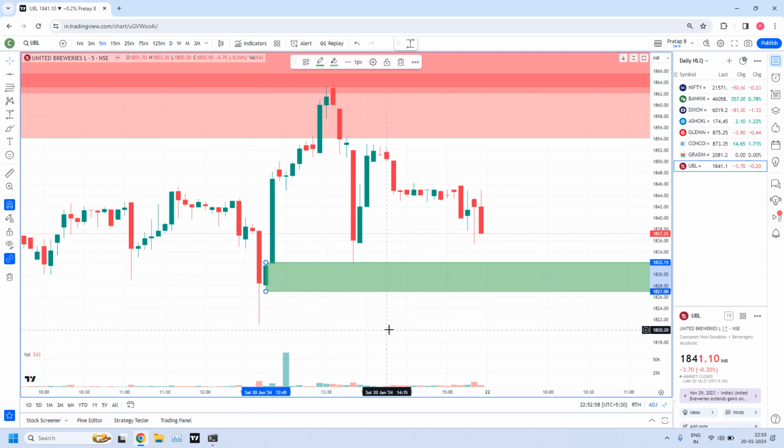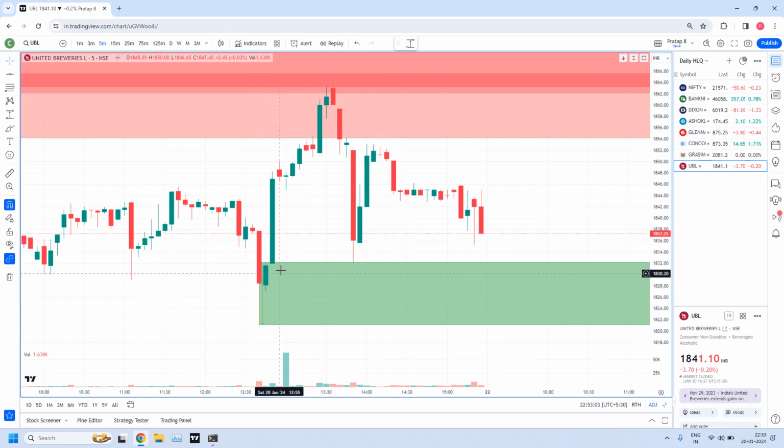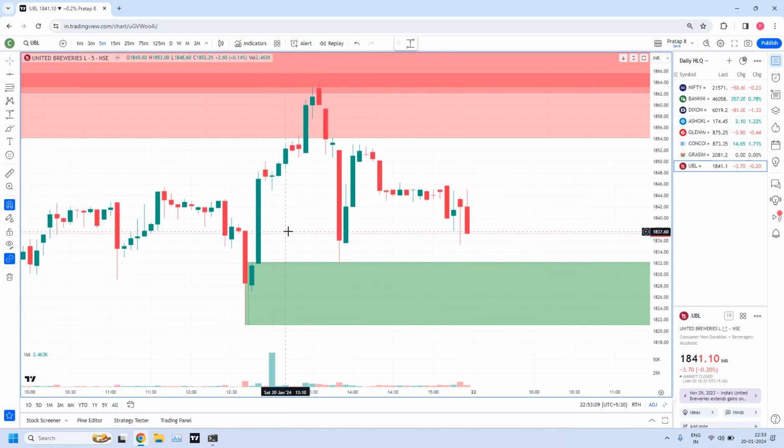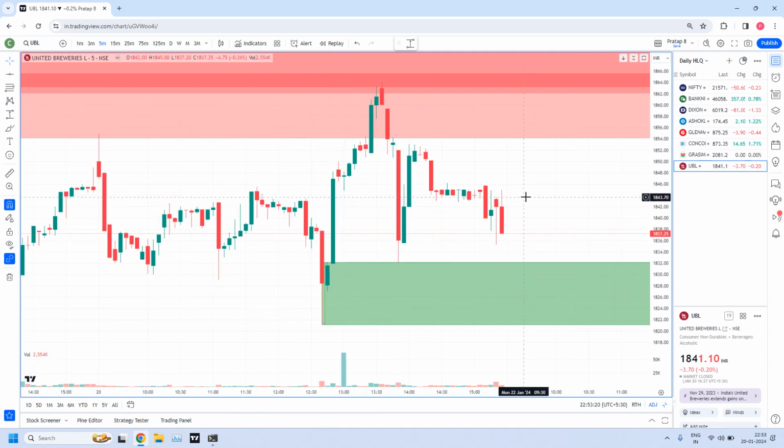Actually, you should not draw the zone like this. You have to draw the zone like this. I already explained how to draw the zones in the patterns, in the zone patterns training lesson. Maybe it is lesson 4 or 5 or 6 if I am not wrong. So prices reached exactly here, and this is the way UBL has given 12,440 rupees profit, which is 9.5% return.